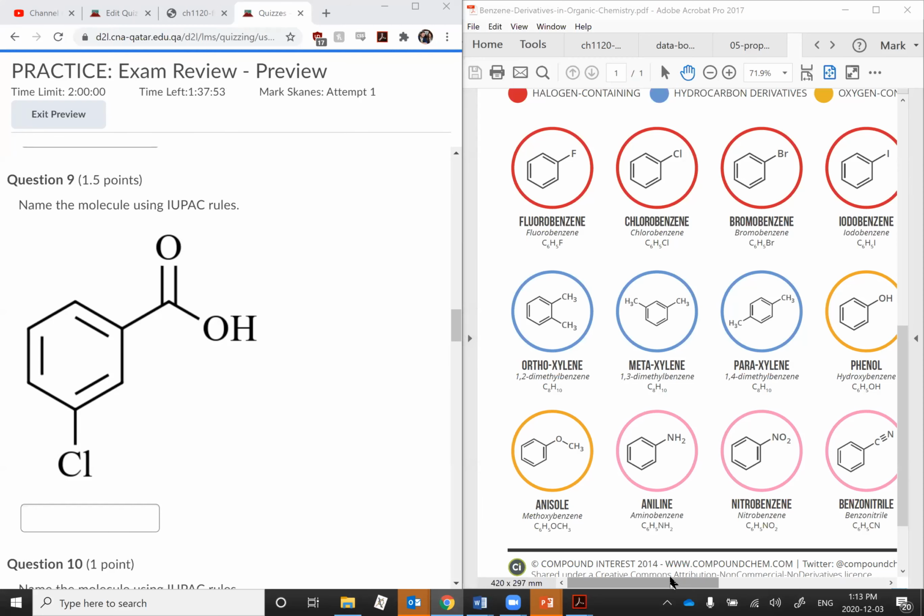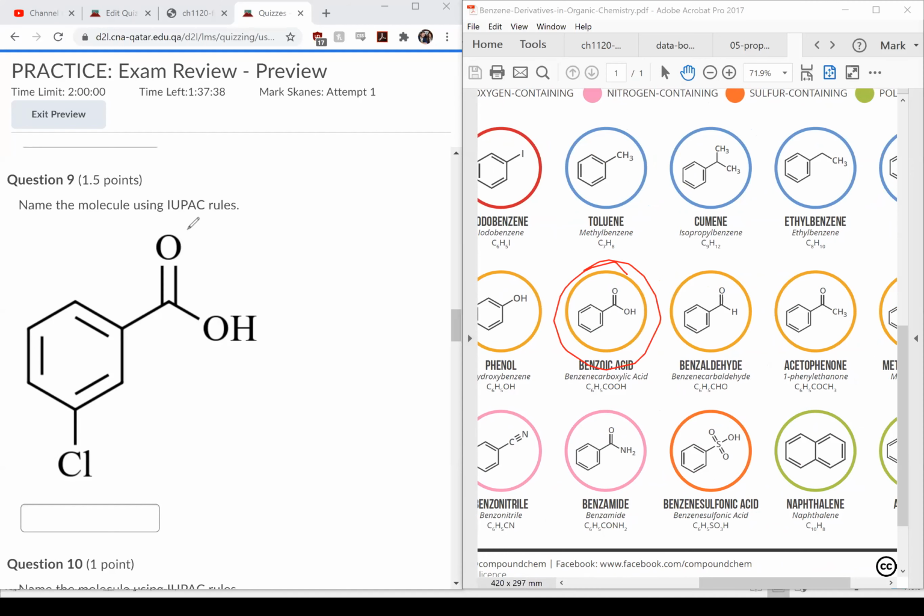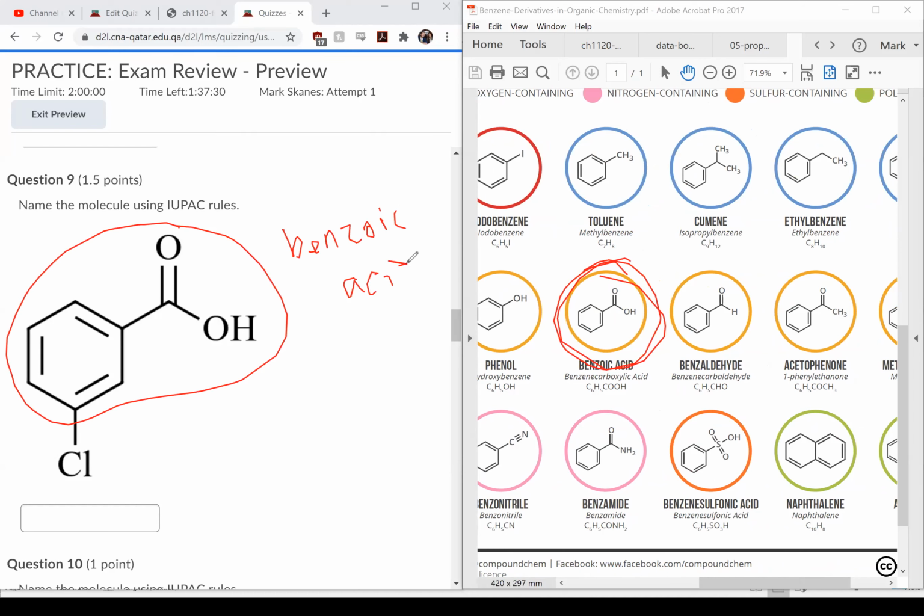I want you guys to name this molecule on the right. Now, what I do is I go on this, in that sheet I gave you, this benzene derivative sheet, and I find the chemical that matches it. Okay, so this right here matches this right here. This would be benzoic acid. Okay, so you're almost done.